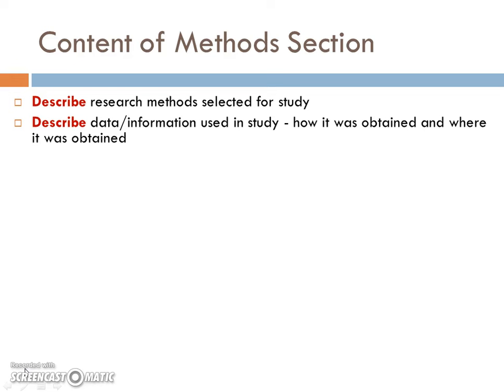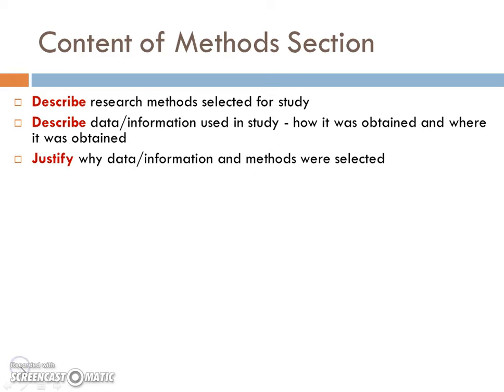Next, you need to describe the data or information that was used in the study. This includes how it was obtained and where it came from. This step is very important as it helps the reader know that you used credible and reliable sources for your research. Next, you need to justify why you chose specific data and why certain methods were selected.